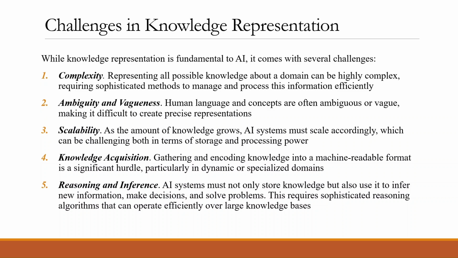Next, scalability. As the amount of knowledge grows, artificial intelligence systems may need to scale accordingly, which can be challenging both in terms of storage and processing power. Knowledge acquisition. Gathering and encoding information or knowledge into a machine-readable format is a significant hurdle, particularly in dynamic or specialized domains. In reasoning and inference, artificial intelligence systems must not only store knowledge but also use it to infer new information, make decisions, and solve problems. This requires sophisticated reasoning algorithms that can operate efficiently over large knowledge bases.